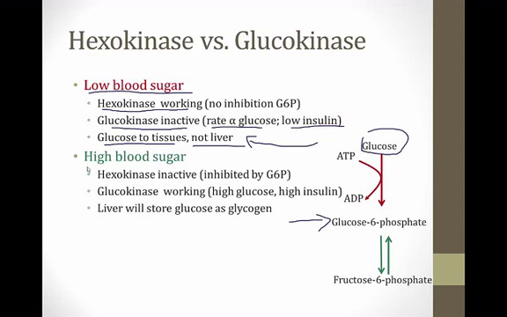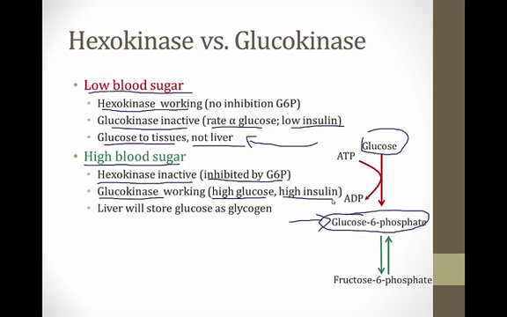On the other hand, after a meal, when the blood sugar level is high, hexokinase in tissues will be relatively inactive. That's because the level of glucose 6-phosphate will become elevated, and that inhibits this enzyme so that the molecules of glucose won't be hoarded by tissues in the body like your muscles. Glucokinase, on the other hand, in the liver will be working. There's a high glucose, and remember, high glucose tells glucokinase to operate at its maximum rate.